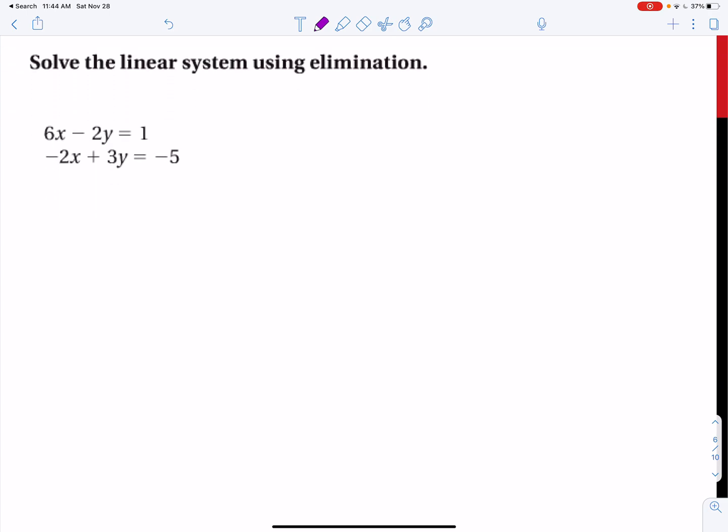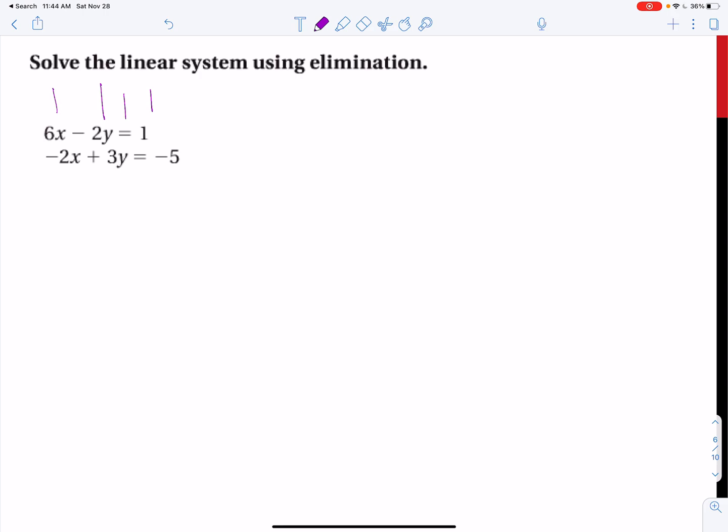So if you feel ready, why don't you try this one on your own and then push play to check your work. Okay, guys, so let's go ahead and solve using elimination. Make sure you're stacked, x's above x's, y's above y's, equal sign above equal, and constants above constants. If it's not stacked, make it stacked, sort of how you would manipulate it to be substitution. You can always manipulate equations.